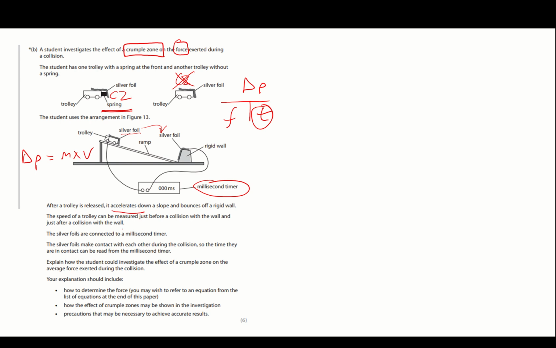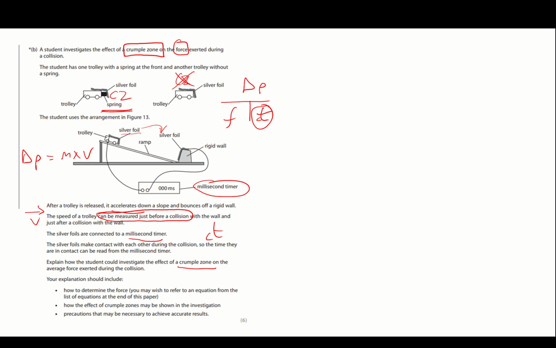After the trolley is released, it accelerates down the slope and bounces off the wall. The speed of the trolley can be measured just before the collision with the wall. So it's saying we can take velocity as being measured for us. The silver foils are connected to a millisecond timer. That makes sense. They make contact, so we can know the collision time. Brilliant. So that's this part, that's the collision time. Explain how the student could investigate the effect of crumple zones.